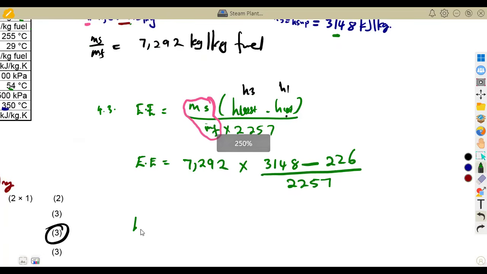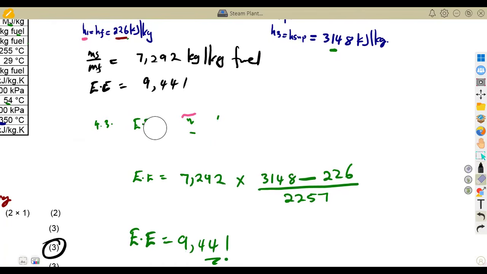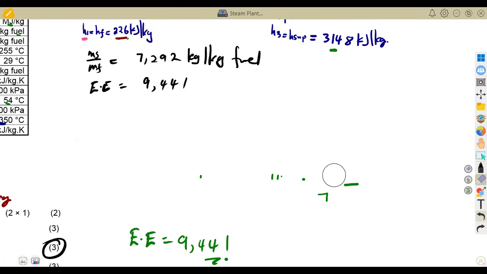That is going to give us the equivalent evaporation, to 3 decimals, if you fix your calculator like that, 9.441. So that is your equivalent evaporation. We might need this value again, so let us just write it aside, 9.441. All right, we are done. Okay, let's check another question.